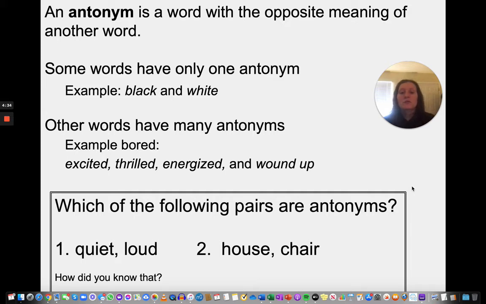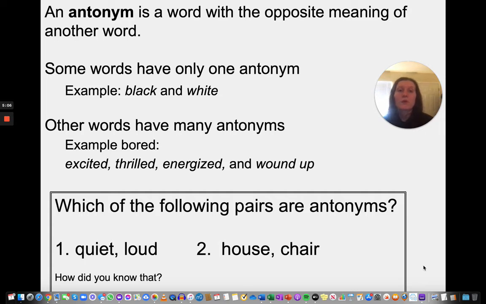So now let's look at an example of pairs of words and figure out which of the following pairs are antonyms. So number one, we have quiet and loud. And number two, we have house and chair. So for this one, we know it's going to be number one again. It's going to be quiet and loud because they are opposites of each other.